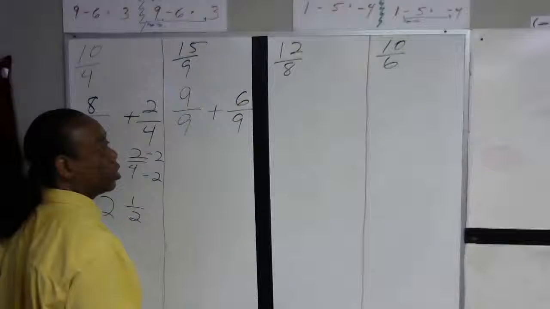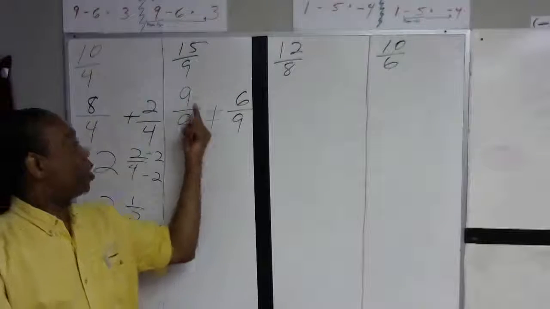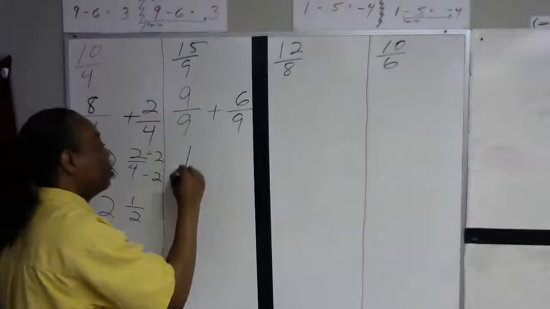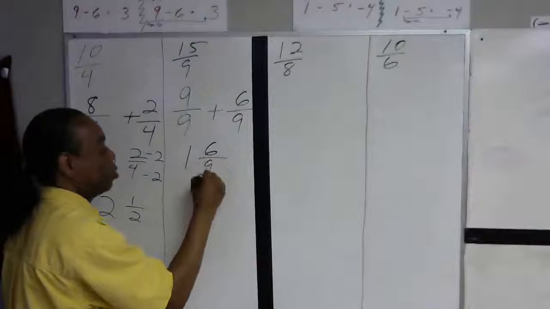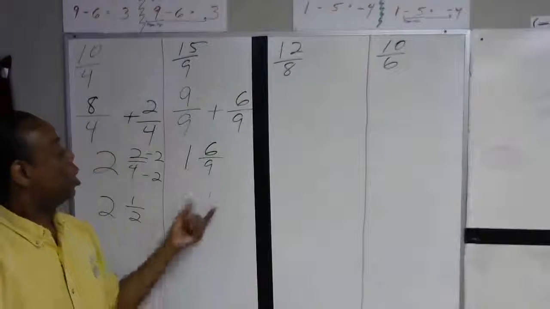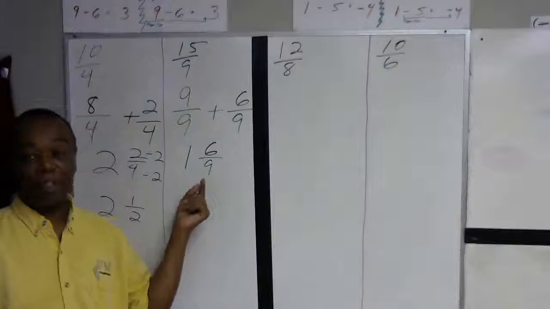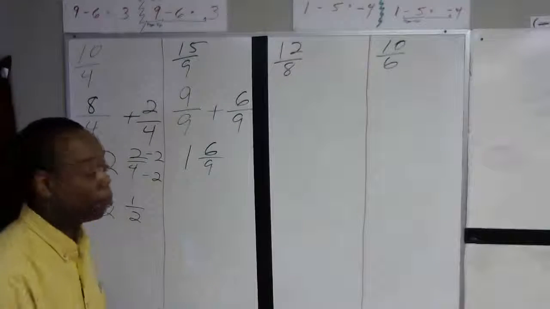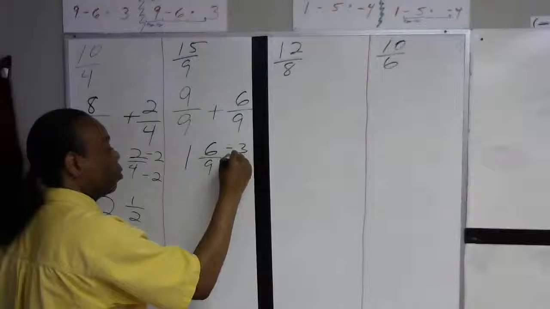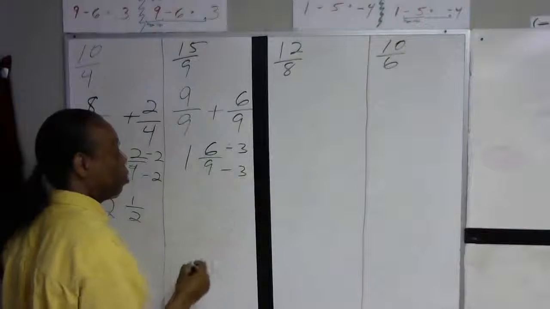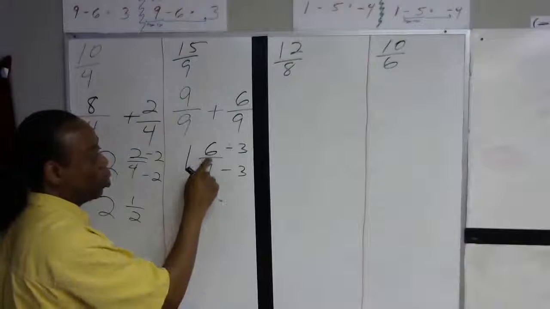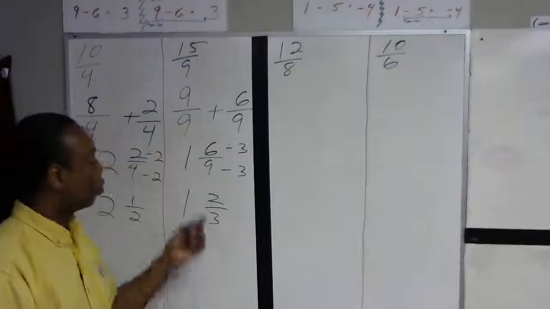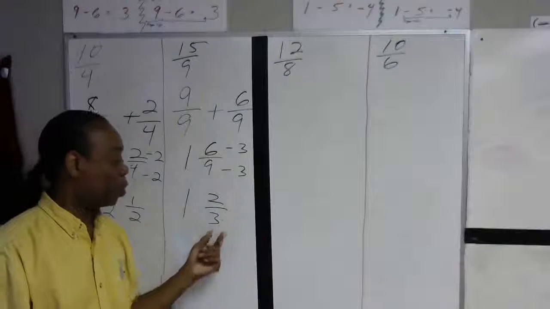So that's plus 6/9. Now from here, we're going to simplify 9 over 9, which is 9 divided by 9 is 1. And bring down my 6/9. Now from here, I'm going to simplify my fraction, 6/9, by dividing both the numerator and denominator by 3. So we'll get 2 thirds. 6 divided by 3 is 2. 9 divided by 3 is 3.